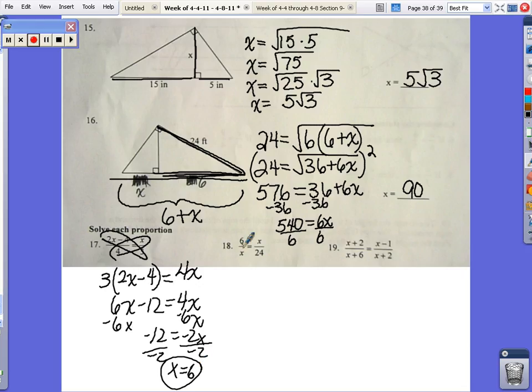For number 18, 6 times 24 is 144. x times x is x squared. Take the square root of both sides, and x equals 12.